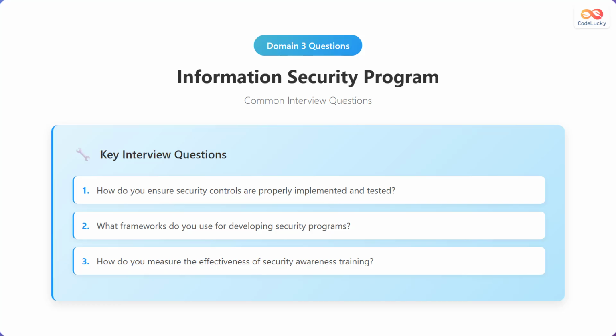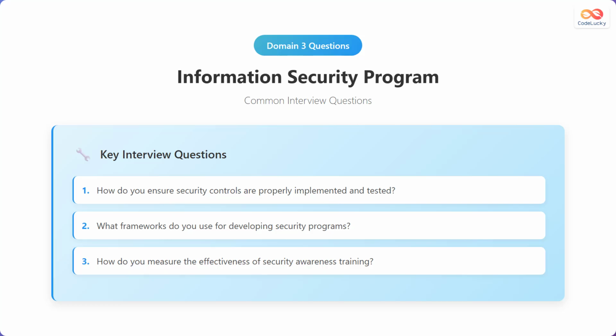The second question focuses on frameworks used for developing security programs. You need to show familiarity with industry frameworks like ISO 27001, NIST Cybersecurity Framework, and CodeLucky. Explain how these frameworks provide structure while allowing customization to organizational needs.